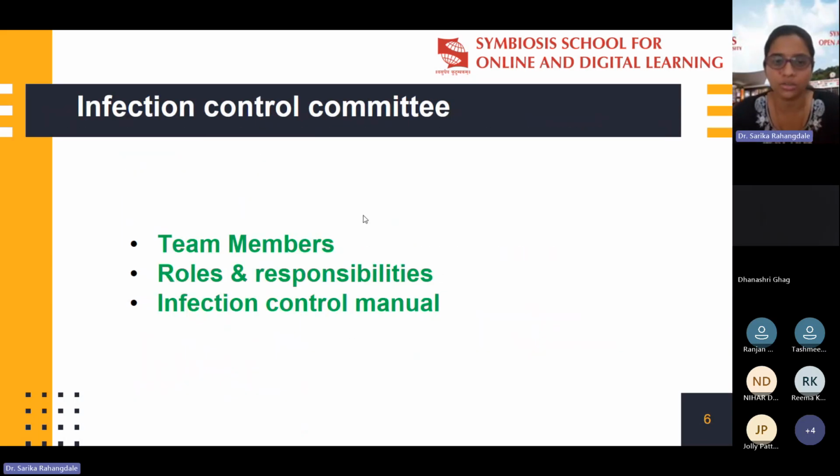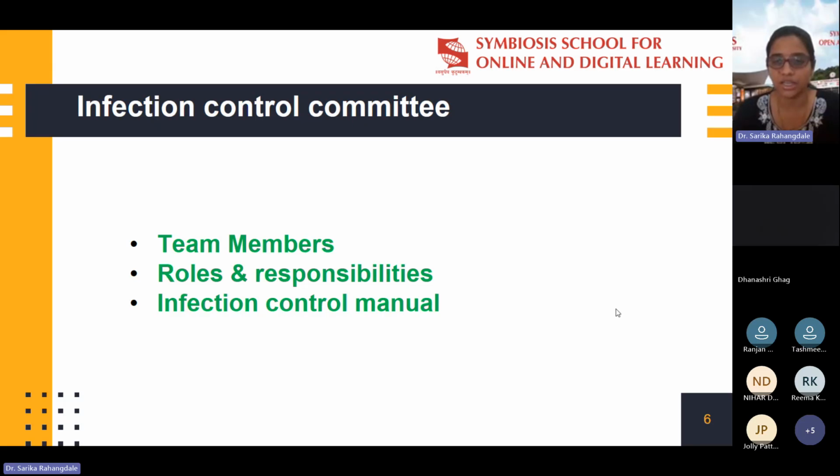Okay, so next is the infection control committee. As you are already aware, every hospital has laid down some infection control policies, and there is a designated infection control committee. In the hospital wherever you are planning to do your logbook, you have to ask who all are the members of that hospital infection control committee. What are their roles and responsibilities?